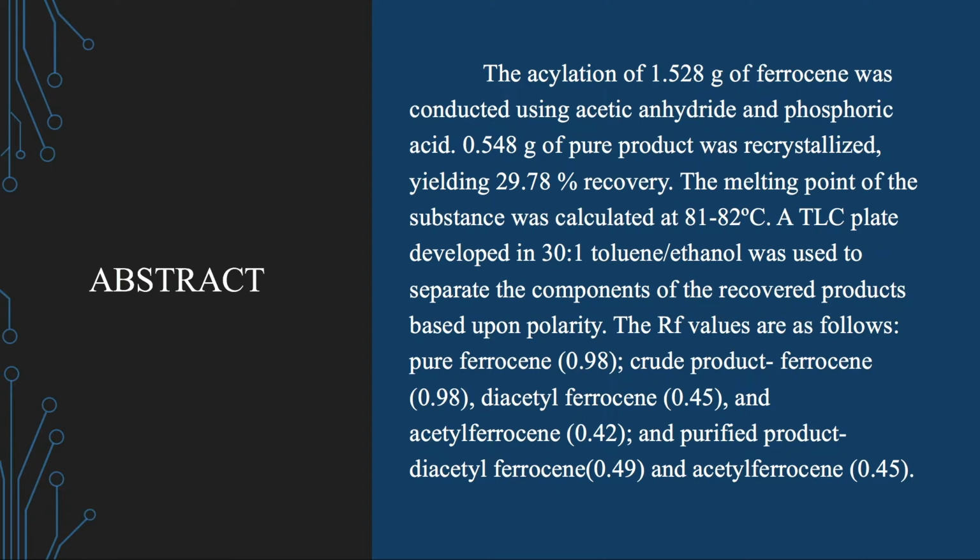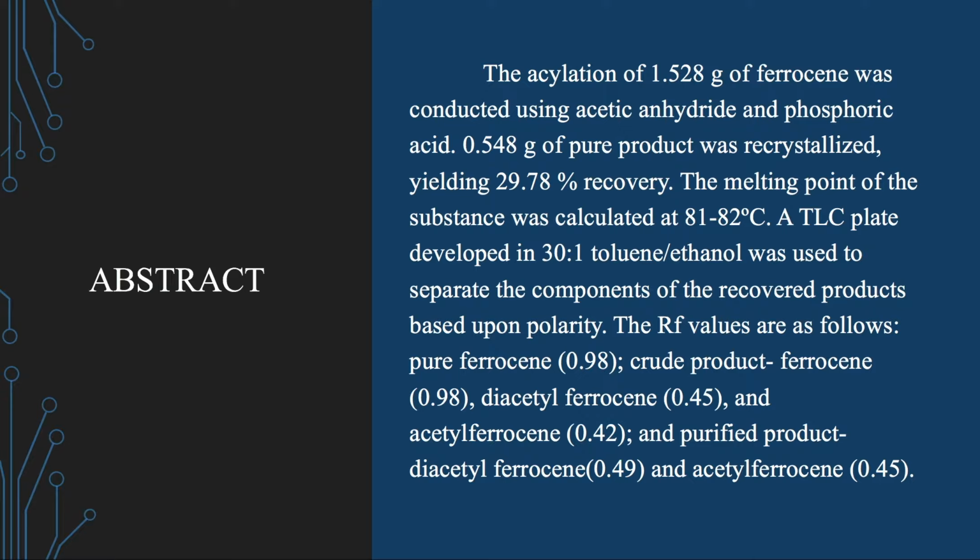So the acylation of 1.528 grams of ferrocene was conducted using acetic anhydride and phosphoric acid. Only a 29.78% recovery was yielded because of poor experimental techniques, but the melting point of the substance was calculated at 81 to 82 degrees, which is really close to the literature melting point, and therefore we can conclude that there was purity in the substance.